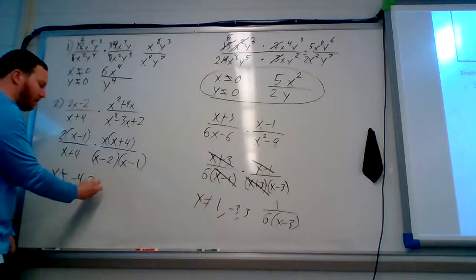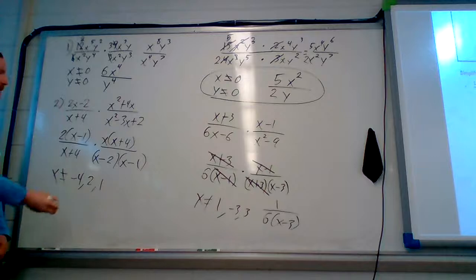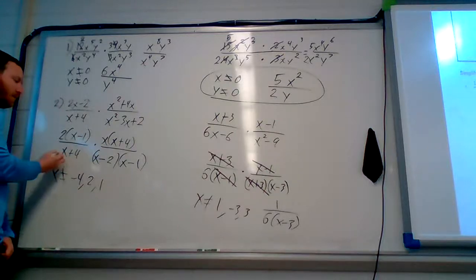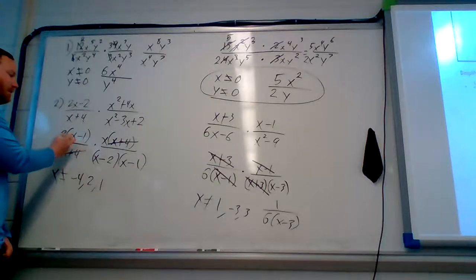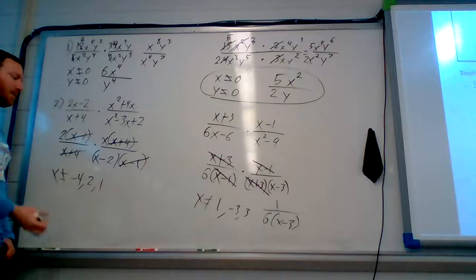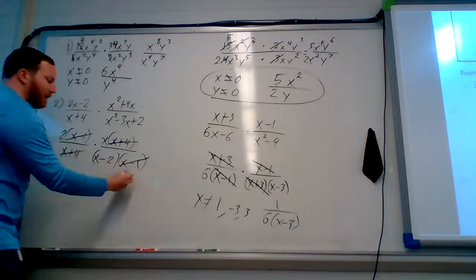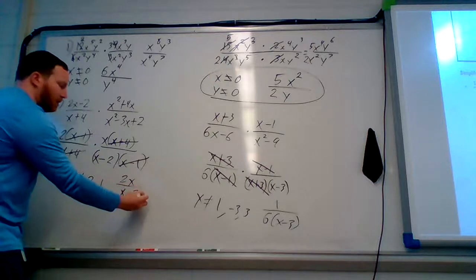2 and 1. Okay. And then we start canceling out. So what do we have on the top? What do we have on the bottom? We've got x plus 4s. We also have x minus 1s. And so that leaves us with 2 times x over x minus 2.